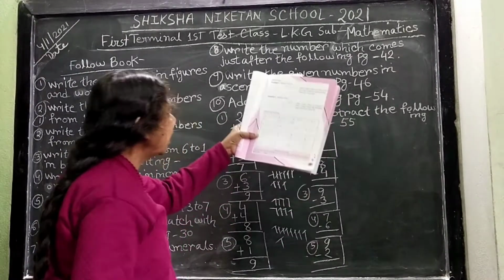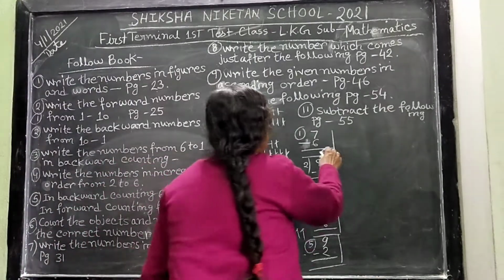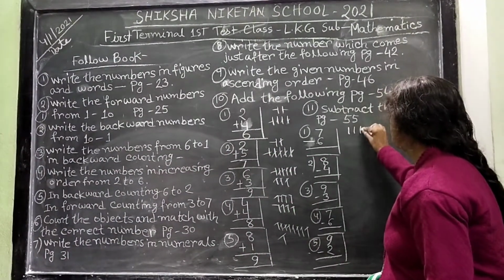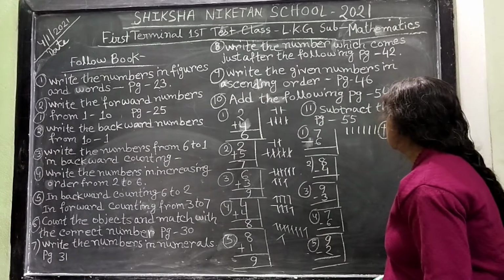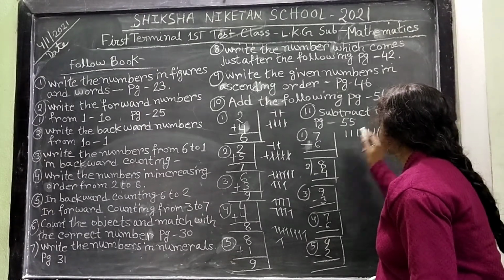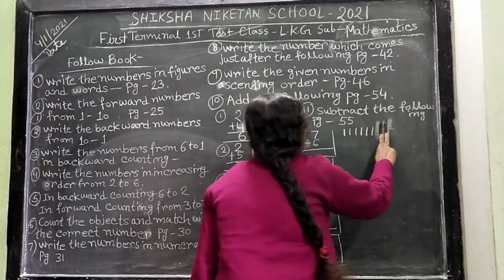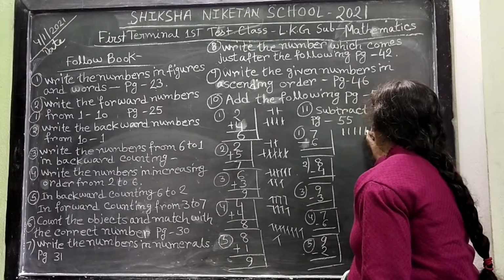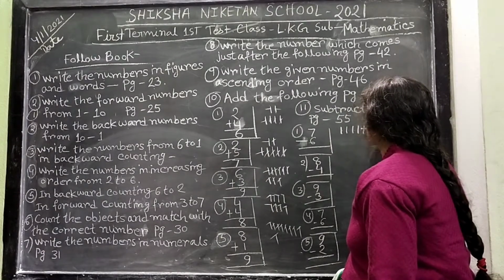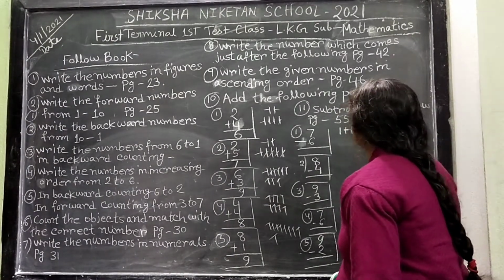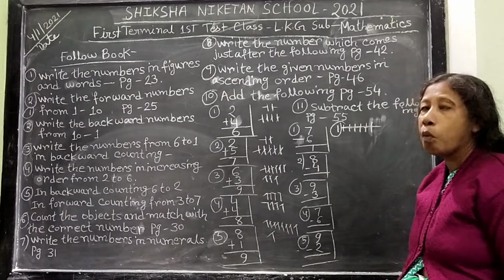Subtract the following, page number 55. 7: one, two, three, four, five, six, seven. Subtract 6: one, two, three, four, five, six. One. So I write here 1.